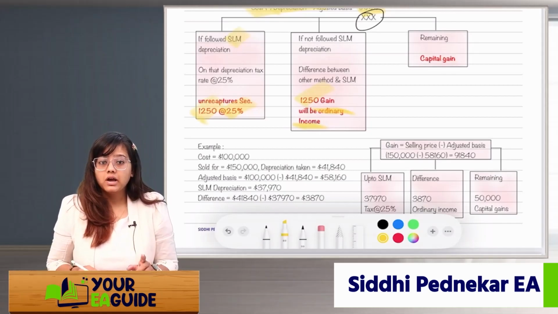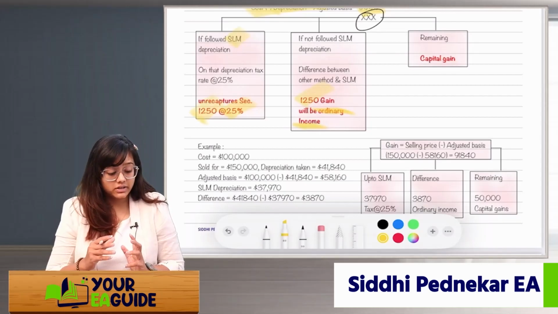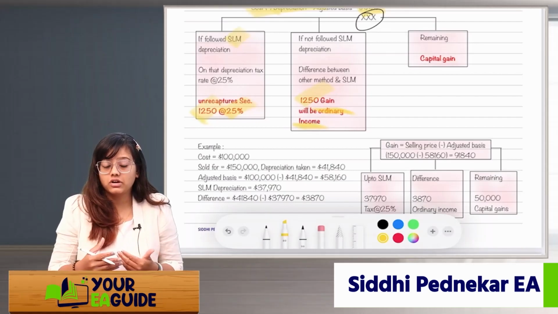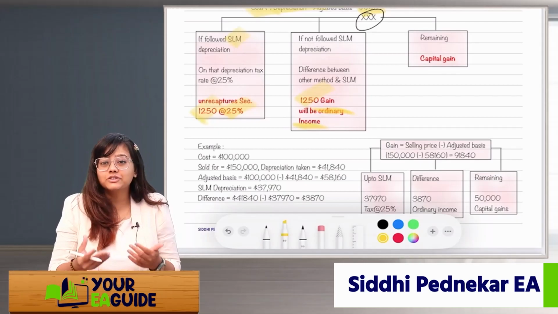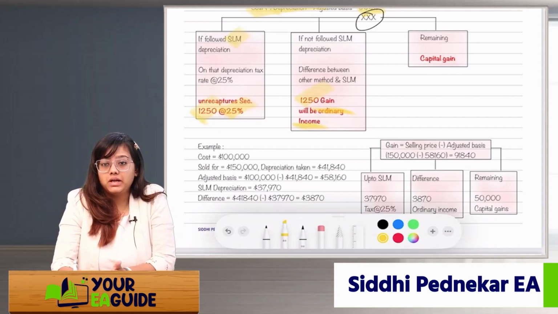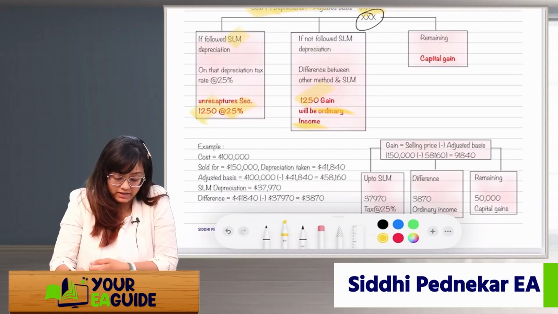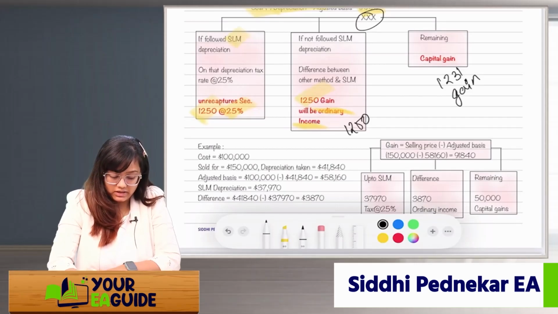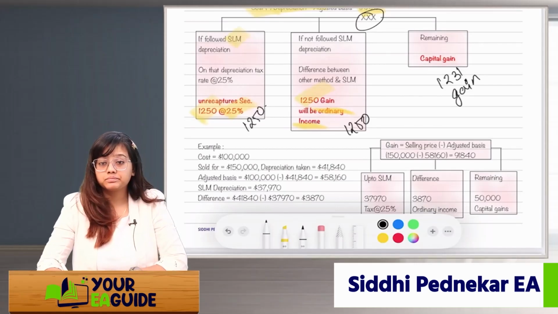Just remember, the depreciation is being charged at the tax rate, that is 25%. Now whatever is remaining will be your capital gain. Again, this will be called your 1231 gain, and this is your 1250 gain.